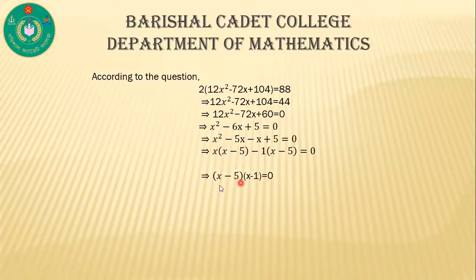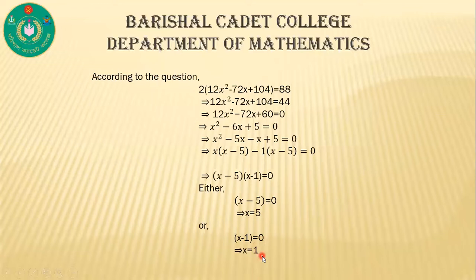Now either x minus 5 equal to 0 or x minus 1 is equal to 0. Now x minus 5 equal to 0, then we can write x equal to 5, or x minus 1 equal to 0, then we can write x equal to 1.